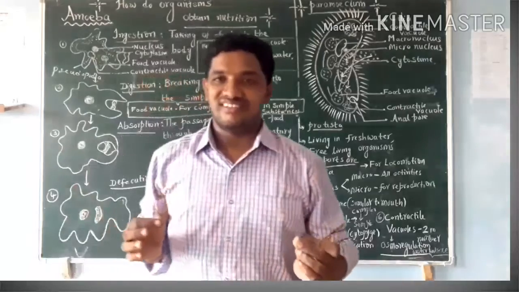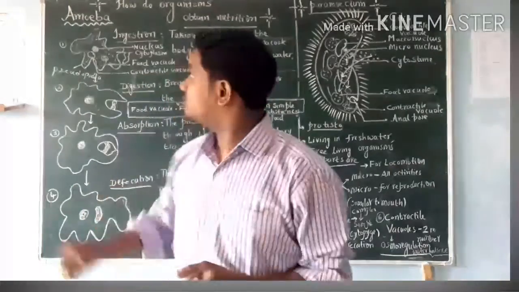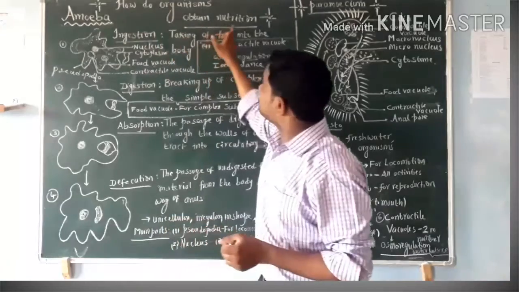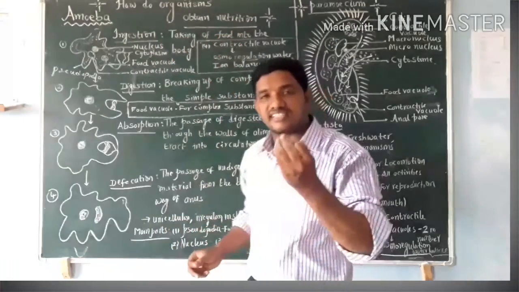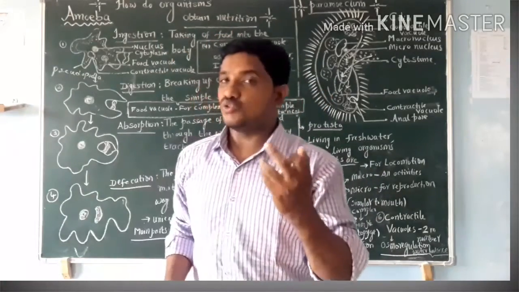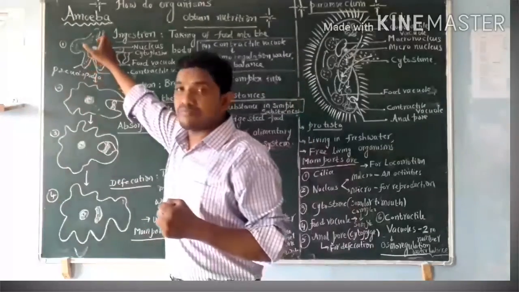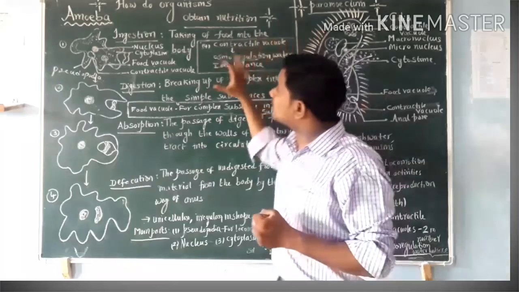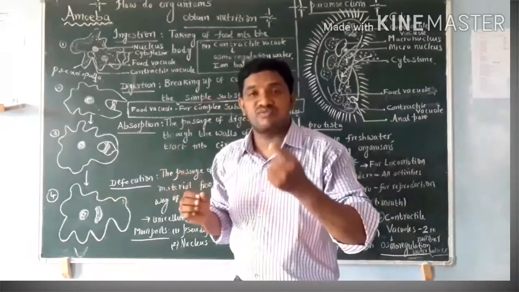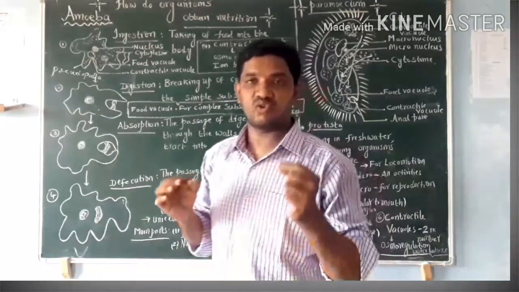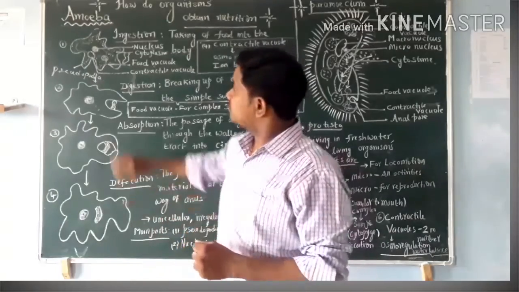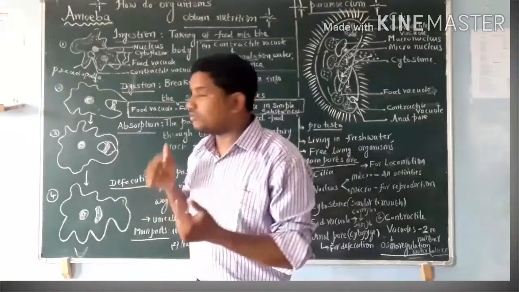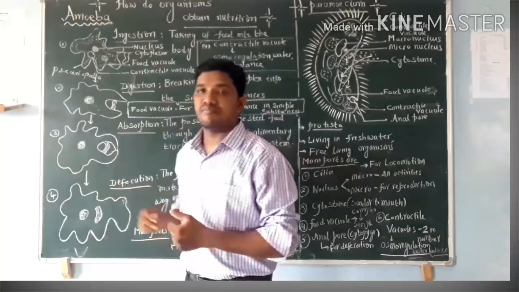Good morning children. Today we are going to learn about how organisms obtain nutrition. In the 10th class textbook they have given two organisms. One is amoeba, another one is Paramoecium. How do these two organisms obtain nutrition from their surroundings? That is the topic. Okay. First of all we are going to learn about amoeba.